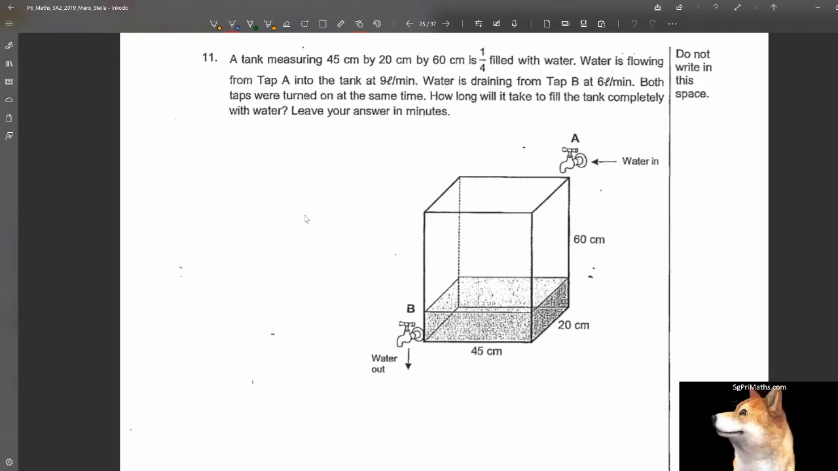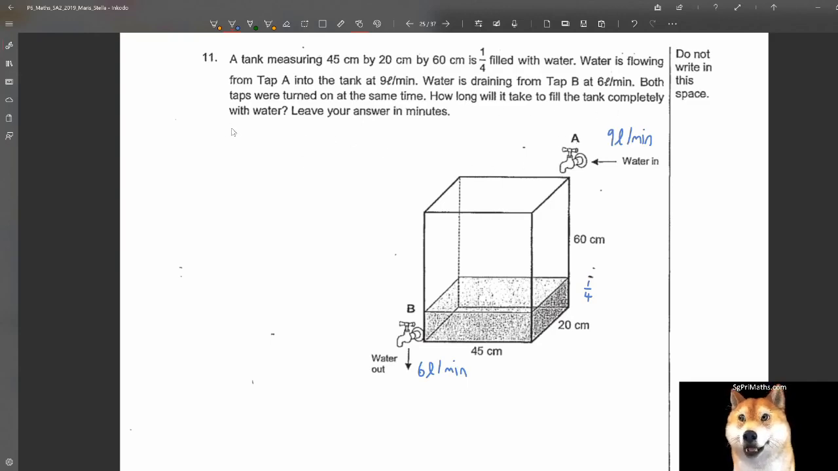Question 11. A tank measuring 45 cm by 20 cm by 60 cm, which is this big tank here, is 1/4 filled with water. So this is 1/4. Water is flowing from tap A in at 9 liters per minute, and water is draining from tap B at 6 liters per minute. The water in, water out. Both taps were turned on at the same time. How long will it take to fill the tank completely with water?